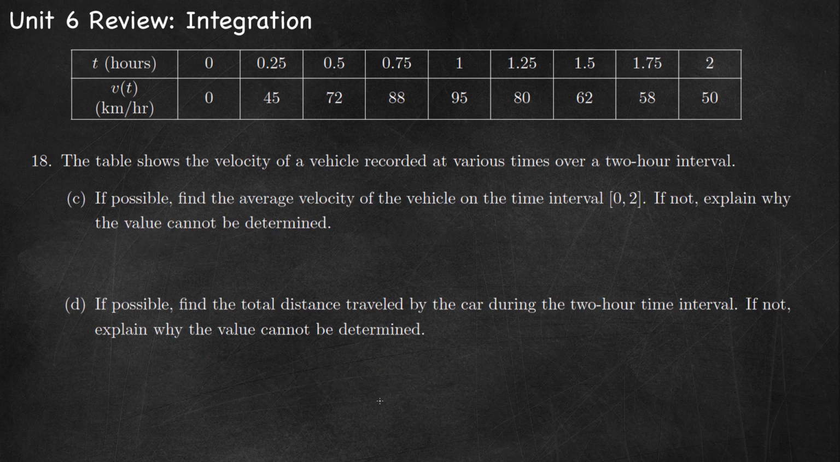Part C, if possible, find the average velocity of the vehicle on the time interval from 0 to 2. If not, explain why we can't determine that. So average velocity would be the change in position, so p of 2 minus p of 0, over the change in time. We don't have any information about p in our table, so we can't find it using this formula.